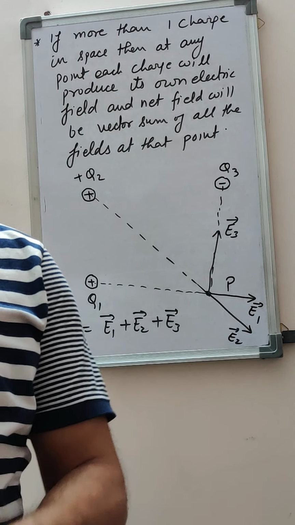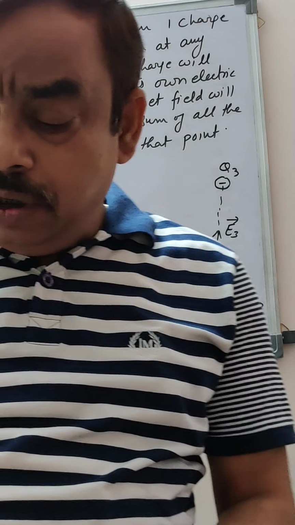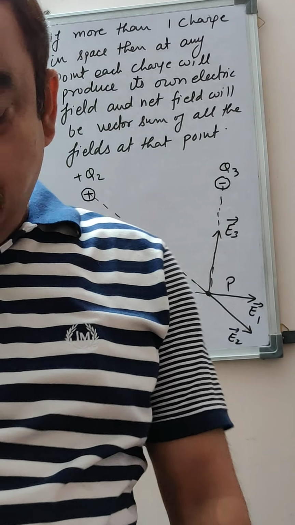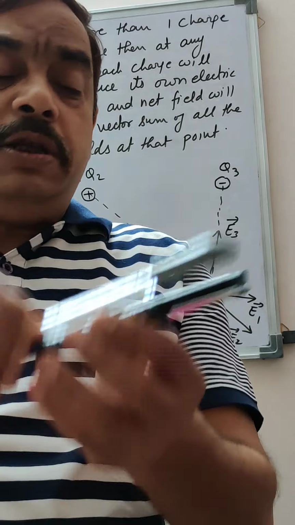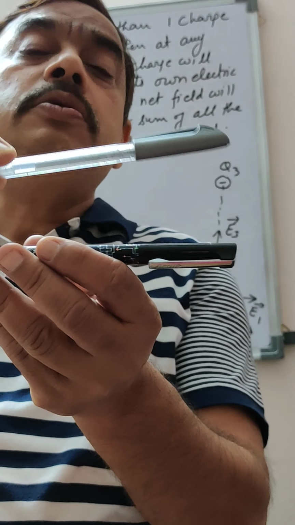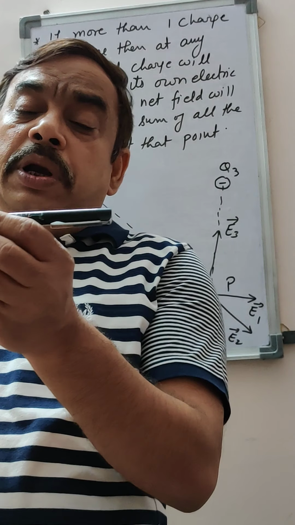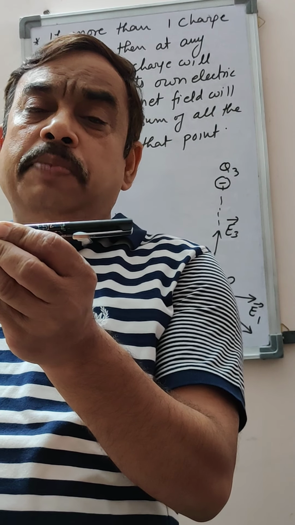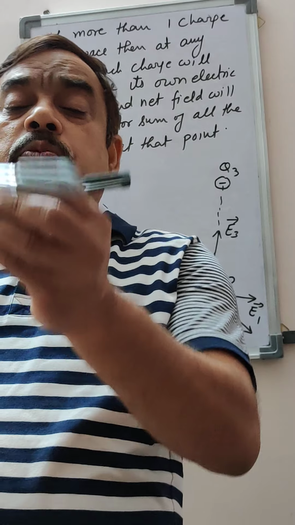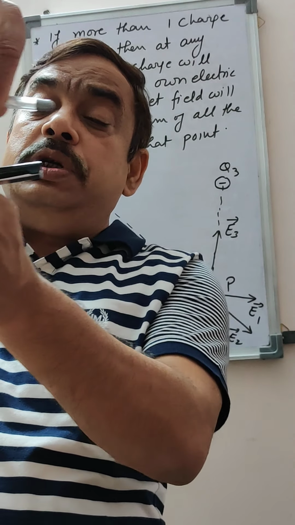Again, the same rules of vectors will be applied. If you have two fields in the same direction, you will add them. If two fields are perpendicular, you will apply Pythagoras. And if two fields are opposite to each other, then you will subtract them, greater minus smaller.